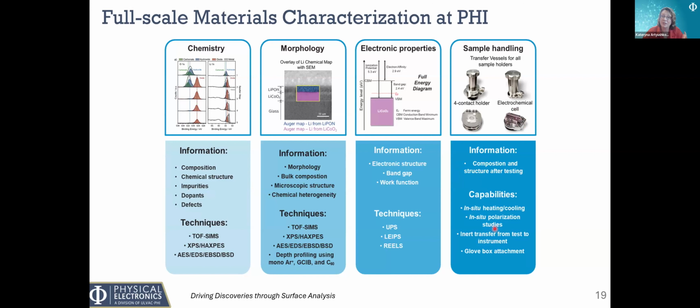So when you are having your design, let's say your deposition system or your synthesis system, this transfer vessel can be used to move from your deposition chamber to the analytical instrument without any exposure to the air. An instrument can also be connected to a glove box directly. So there are a lot of custom solutions that we work on with our customers so that they are able to get all of these properties in a relevant environment.